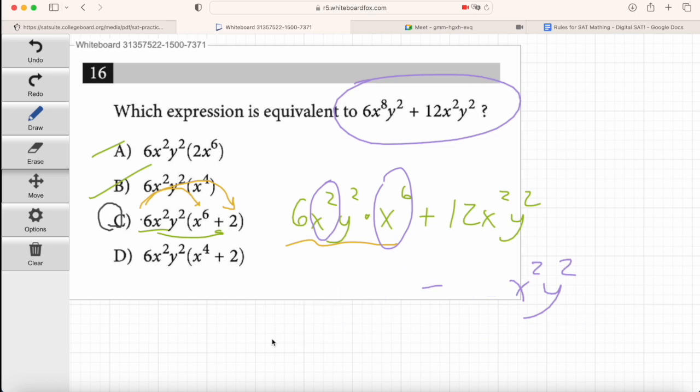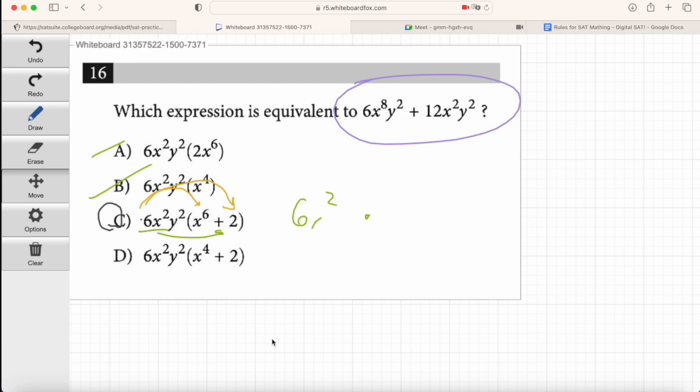I want to double check answer choice D, and I want to test that one by multiplying that out. And I just want to show you why it's not right. Do you think you could multiply out answer choice D? Yeah, let me see you do that on the whiteboard.